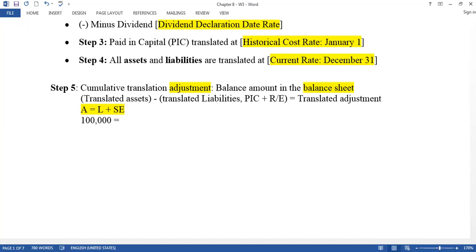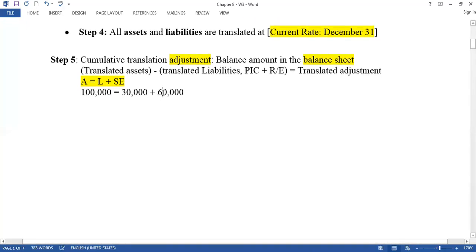Liabilities is $30,000. And for example, equity is $60,000. If this is the case, or it is something like $90,000, for example. So $30,000 and $90,000. If this is the case, we find that assets are not equal with liabilities and stockholders' equity. So how to make it equal?